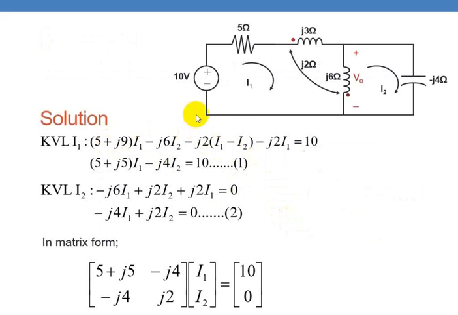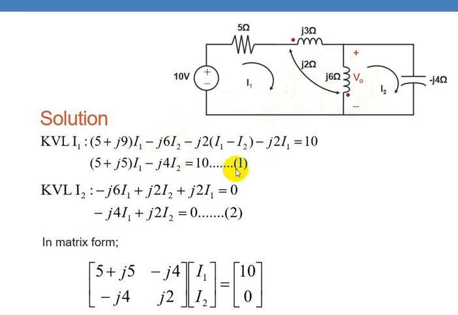Now let us write the equations. Again, Z11 is the sum of the resistances and reactances in this mesh, 5 plus J9 into I1. Then Z12 is nothing but the common impedance between the two meshes. It is J6 into I2. The minus sign is written here because these two currents are flowing in the opposite direction. So one flows top to bottom and another flows bottom to top.